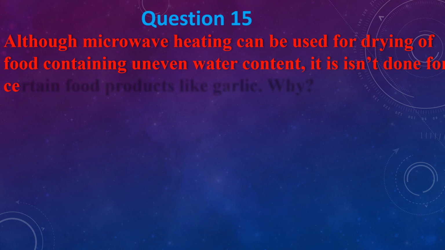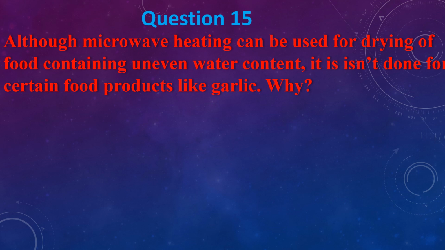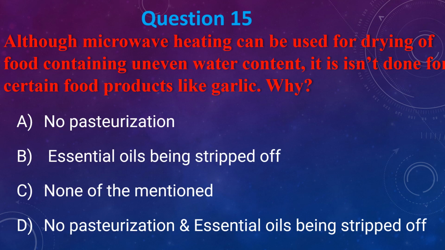Microwave heating can be used for drying of food containing uneven water content. It is not done for certain food products like garlic. Why? A. No pasteurization. B. Essential oil being stripped off. C. None of the mentioned. D. No pasteurization and essential oil being stripped off. The answer is A.